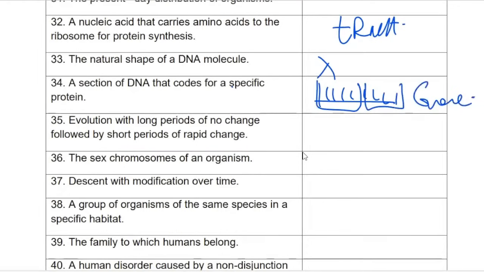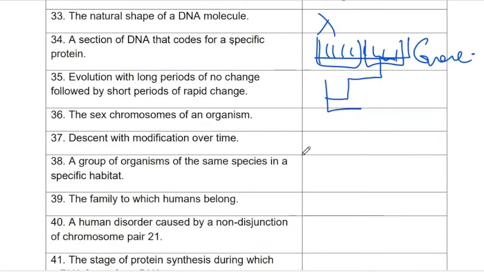And then evolution with a long period of no change followed by short periods of rapid change. Don't forget that. Remember, it is long periods of no change, rapid periods of change, like that. So, sex chromosome of organisms. How do you call that? Gonosomes. The descent with modification.